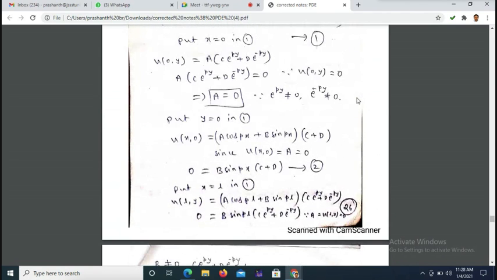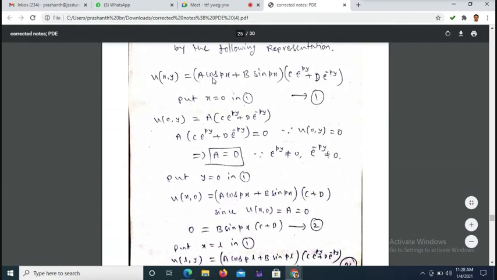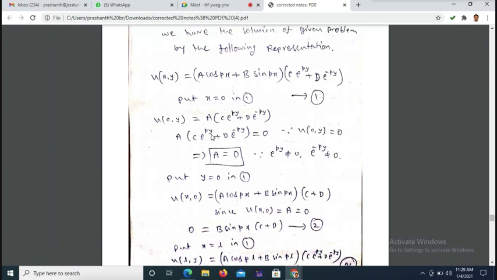So put x equals 0 in equation 1: a cos 0 gives a, b sin 0 is 0, so a into c e power py plus d e power minus py equals 0, because u of 0 comma y is 0. Now you know the exponential function is never 0, so that term won't be 0. Only a can be taken as 0. So you got the value of a.